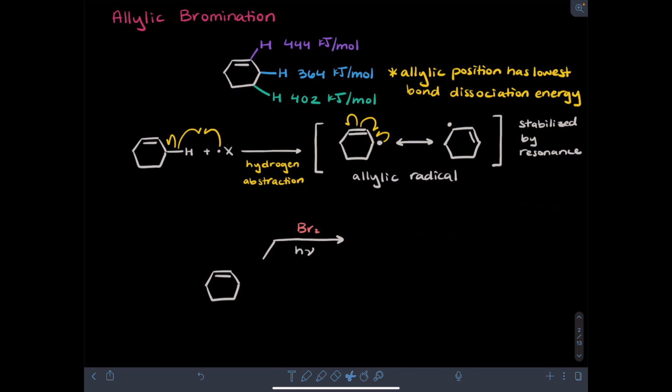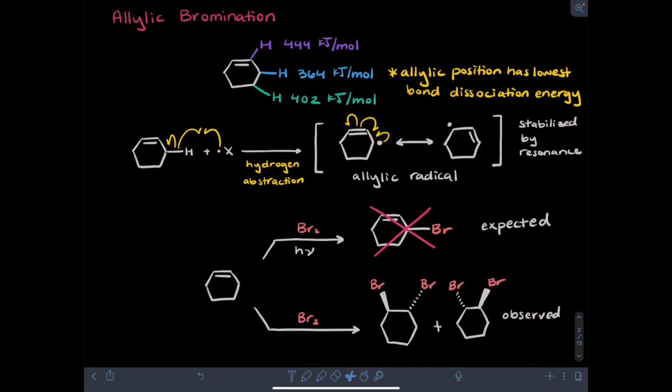So let's imagine treating an alkene with Br2 in the presence of light. You might initially expect that this would proceed in a similar way to alkane halogenation, in that the weakest CH bond would break and the halogen would be added to that position. It turns out that that is not the major product if you just treat the alkene with Br2 in the presence of light.